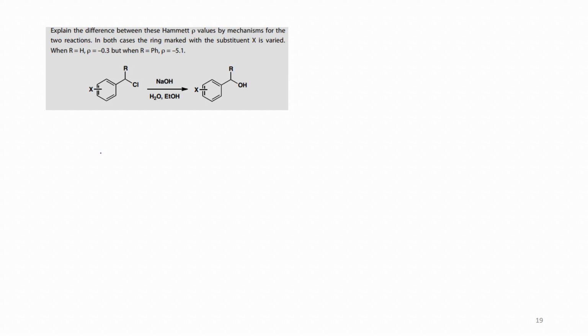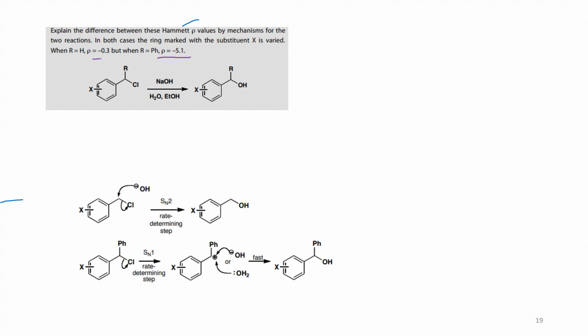Now from the mechanism, the rho value is negative, so a positively charged intermediate is involved. If it is highly negative, that means a positively charged intermediate is involved, but a lower rho value means there is no full positive charge, though there is a probability that a partially positively charged intermediate is forming. To support that, in the first case when R equals H, the reaction is going through an SN2 pathway, where a partial delta positive charge is there, which is attacked by the external nucleophile giving us our desired product.